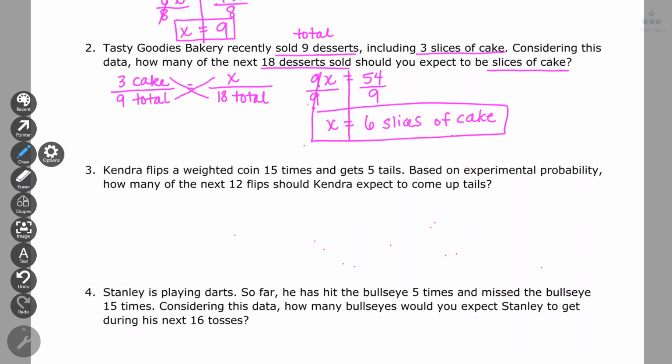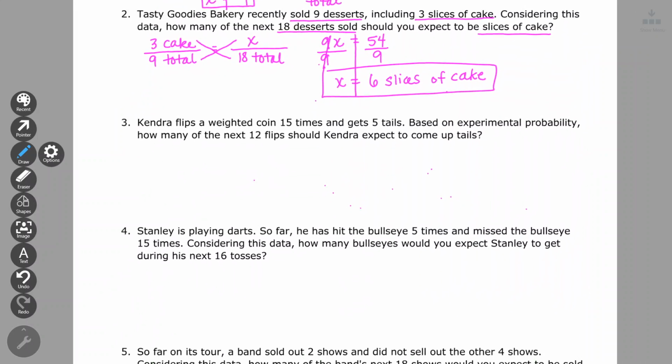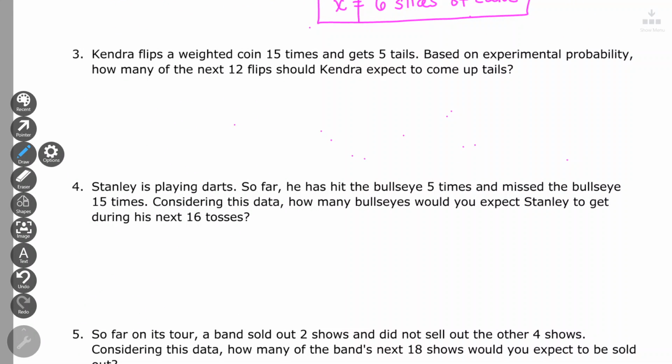All right, let's keep moving forward. Number 3. Kendra flips a weighted coin 15 times and gets 5 tails. Based on experimental probability, how many of the next 12 flips should Kendra expect to come up tails?